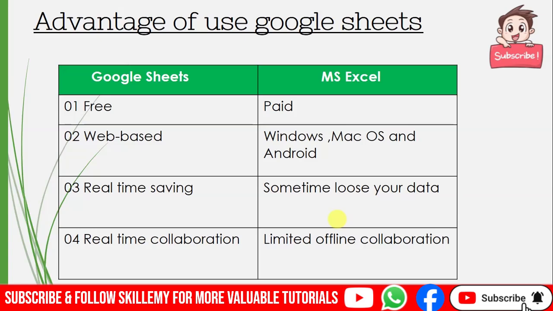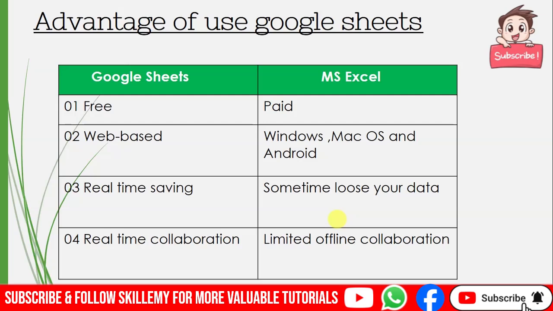Google Sheet is a web-based application, but Microsoft Excel is for Windows, Mac OS and Android. It means that Microsoft Excel works on the Windows, Mac or Android operating system. But if you want to use Google Sheet, you just need to have a web browser. At the same time, if you connect to the internet on your mobile or whatever device, you are able to use Google Sheet because this is a web-based application.